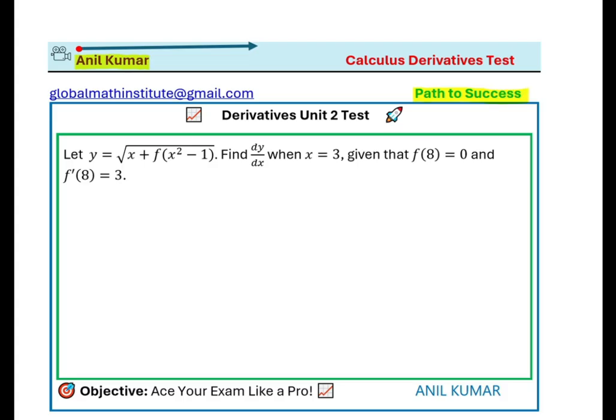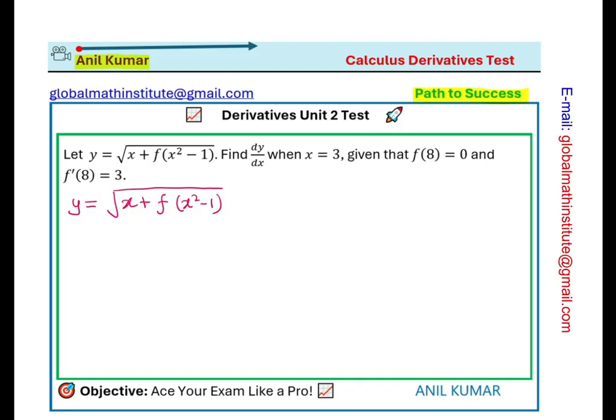Now let's see, how do we solve this question? So a couple of things. We are given a function. Let's rewrite that first. So we are given y equals square root of x plus f. So function within a function, right? Okay, great. When x is 3, given that f of 8 is 0 and f prime of 8 is 3, we want to find the derivative when x is 3. Okay.